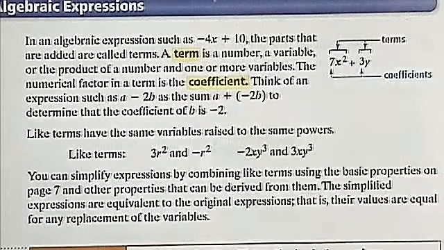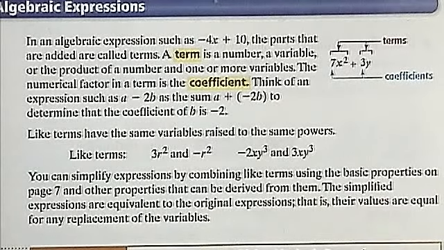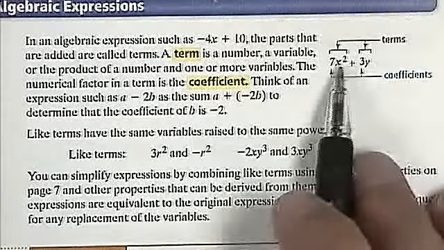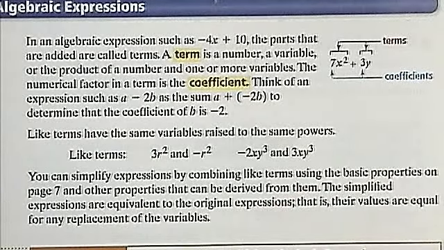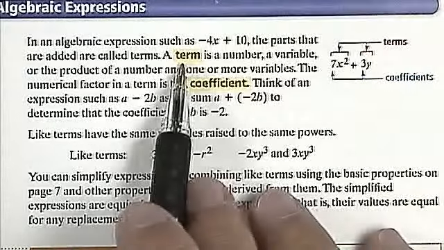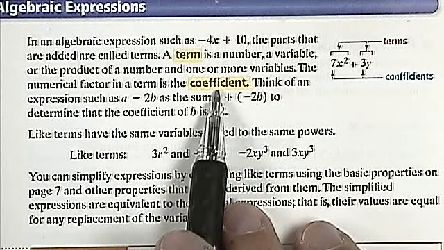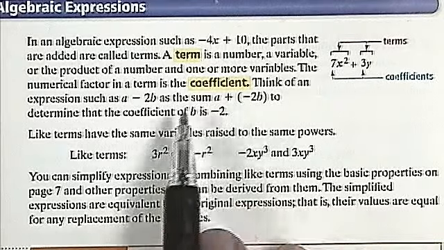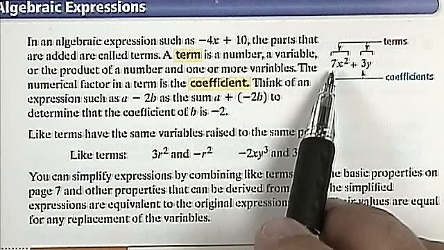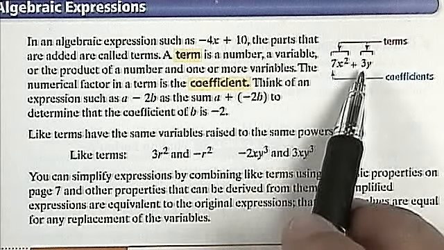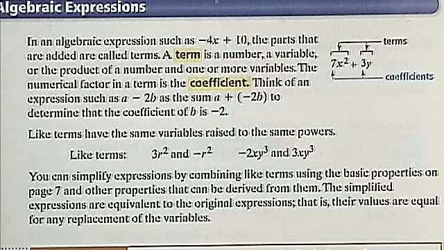So when we think of a single term, we use the word monomial. When we think of two terms, we call it a binomial. When we think of three terms, we call it a trinomial. But we can talk about that later. Coefficients. That word means the number that's being multiplied times the term. So the coefficient here is 7, and the coefficient here is 3.